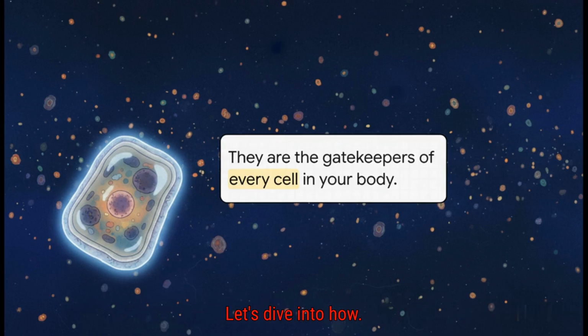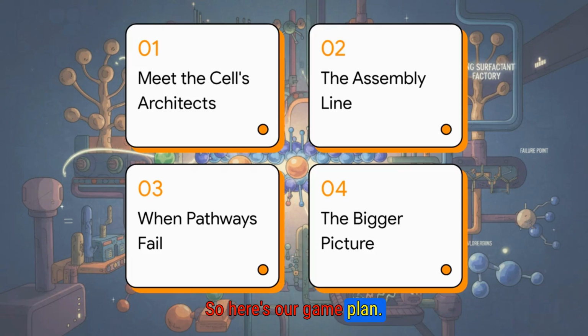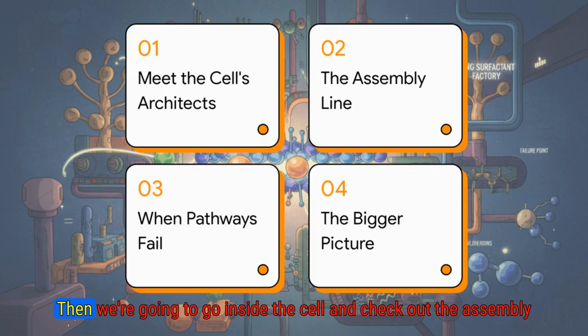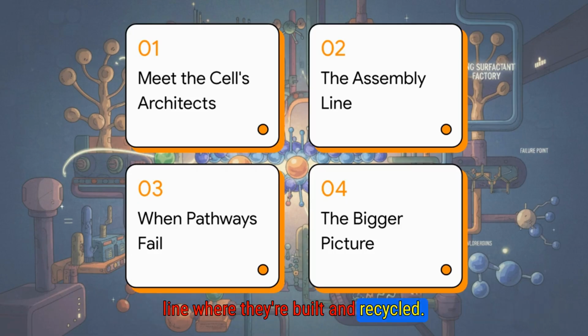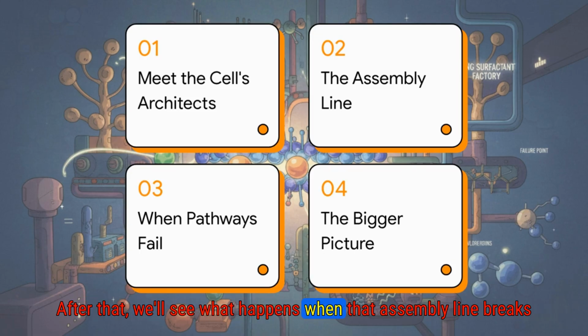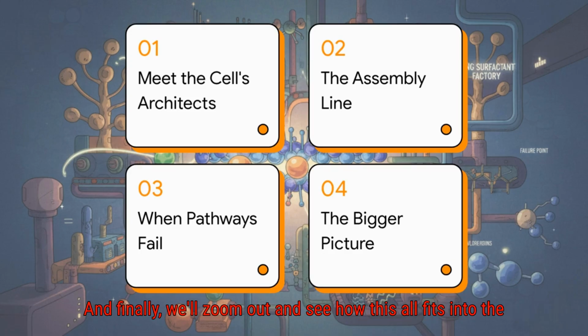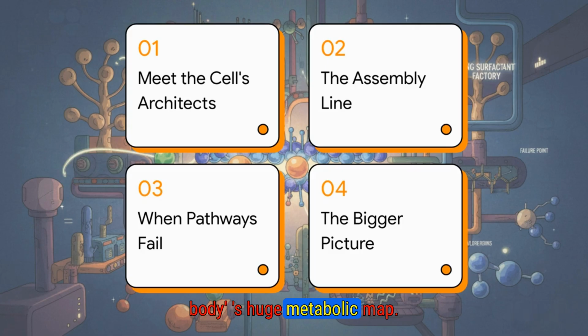Let's dive into how. So here's our game plan. First, we'll properly meet these architects and figure out their key jobs. Then, we're going to go inside the cell and check out the assembly line where they're built and recycled. After that, we'll see what happens when that assembly line breaks down, and this is where we get into the real clinical stuff. And finally, we'll zoom out and see how this all fits into the body's huge metabolic map.